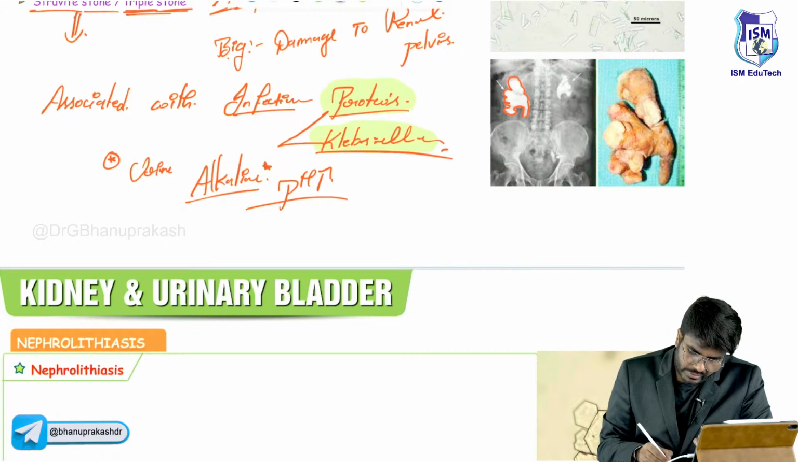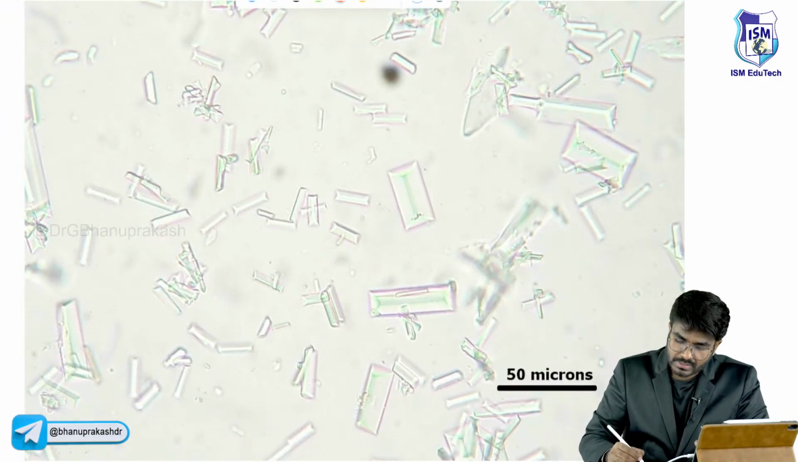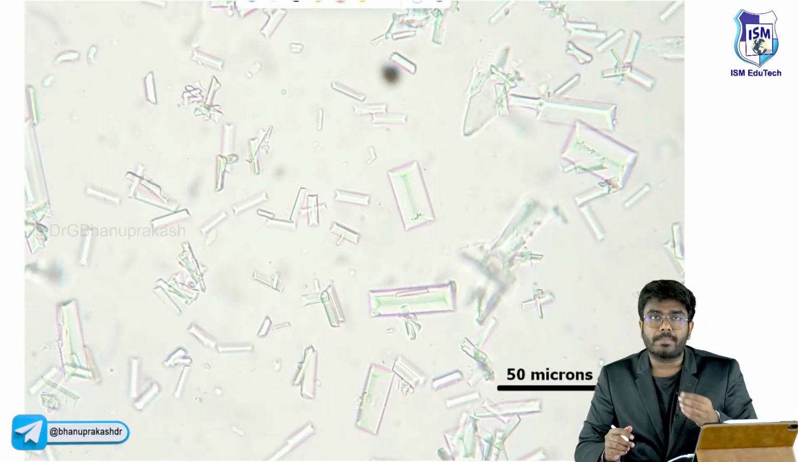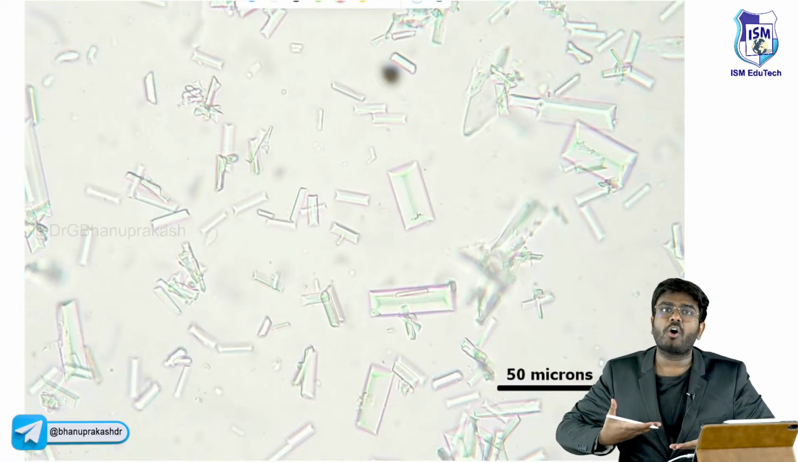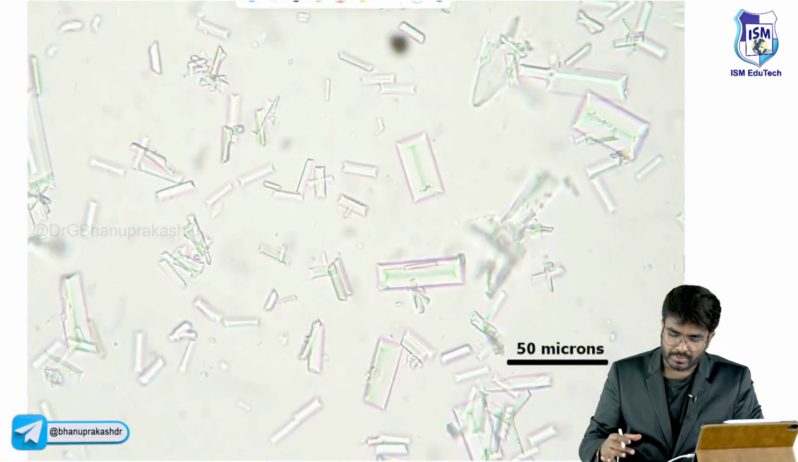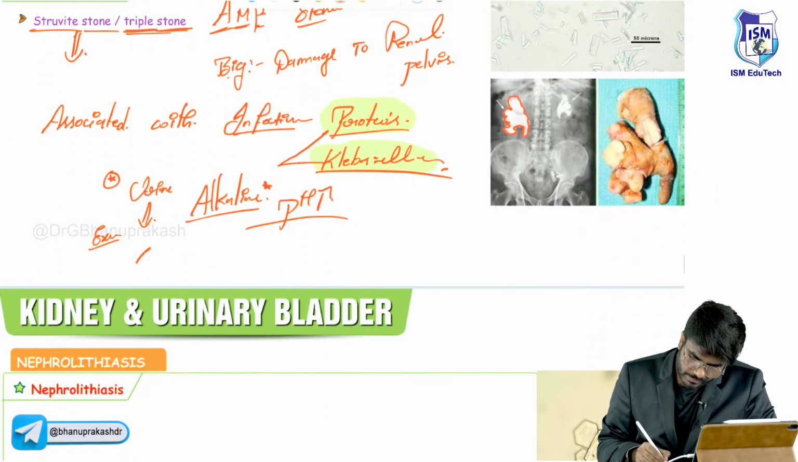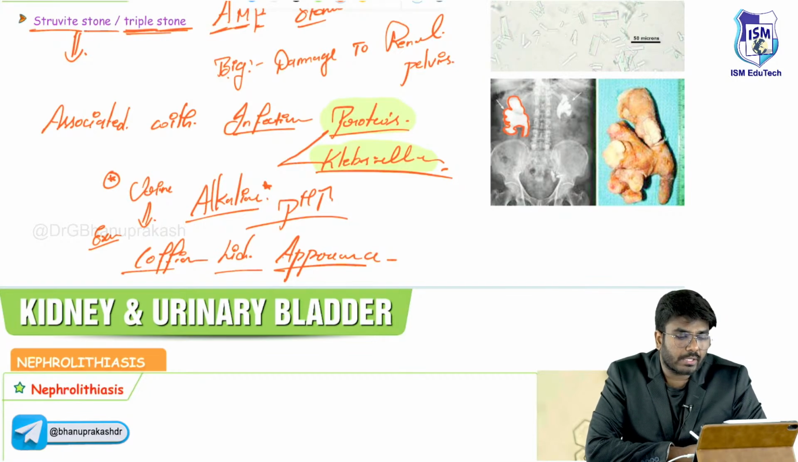Now, if you look at the urine examination, what will you see? Look here, how the crystals look. The crystals are looking like a coffin. In the Western countries, people after death are kept in a coffin, right? So this is a coffin lid. Coffin lid appearance. So in the urine, the coffin lid appearance of the AMP crystals can be seen.